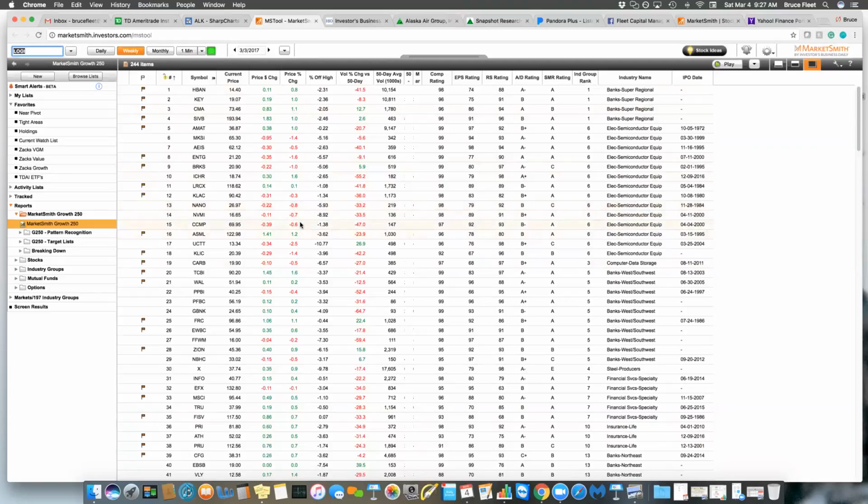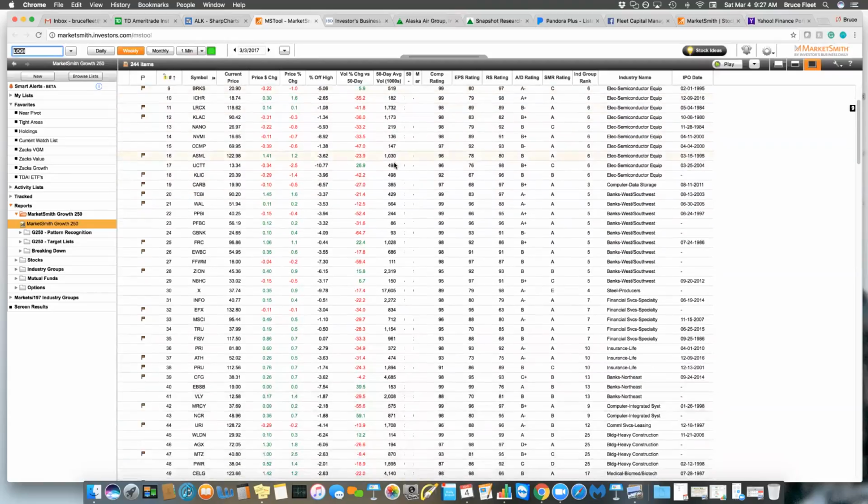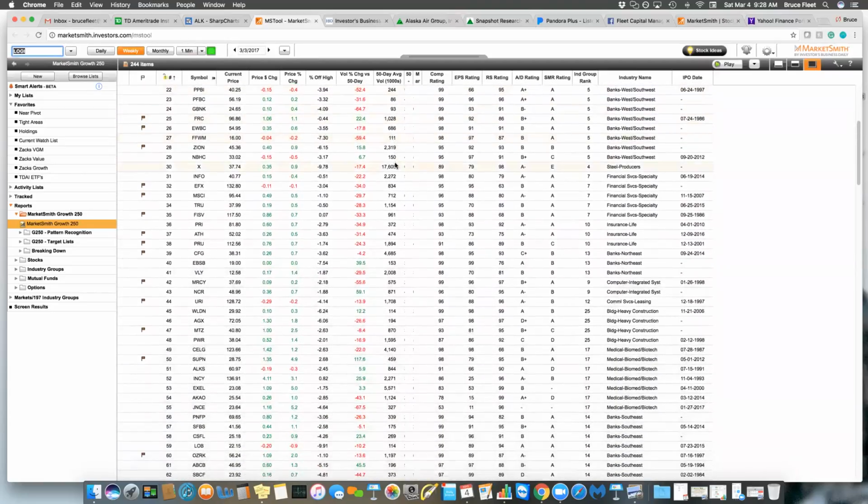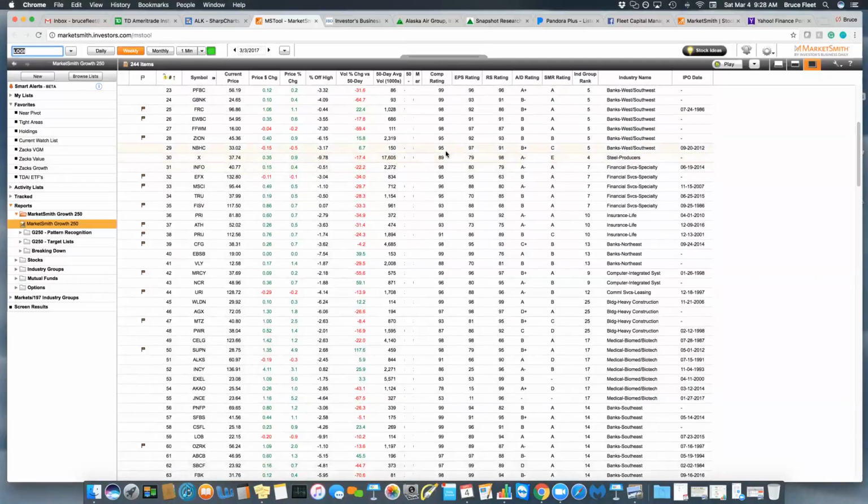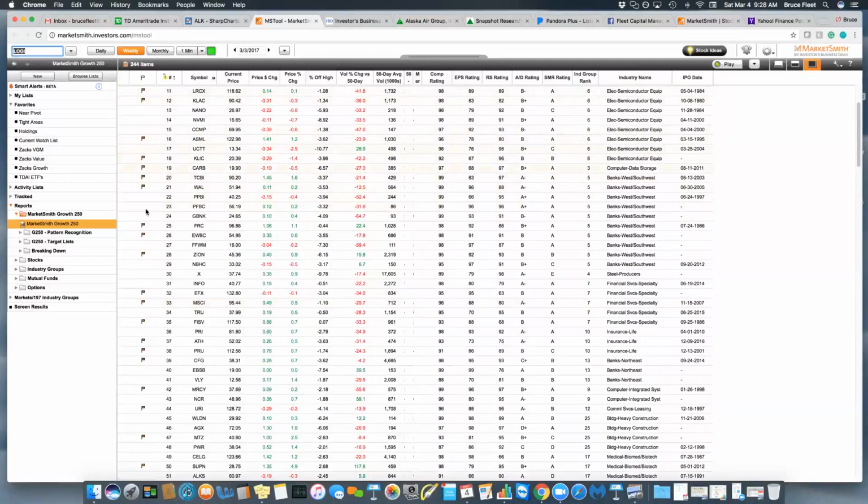And what I'll do is I'll go through all 250 stocks one at a time, and the ones that are interesting to me based on a combination of fundamentals and technicals, I will flag. And you'll see why I flag these in a minute. These are the flags from last Saturday.